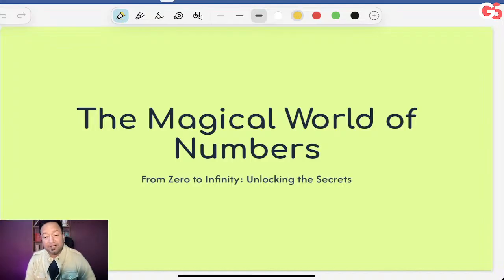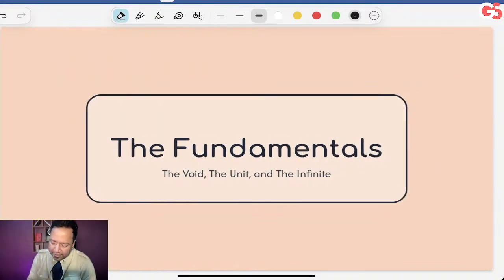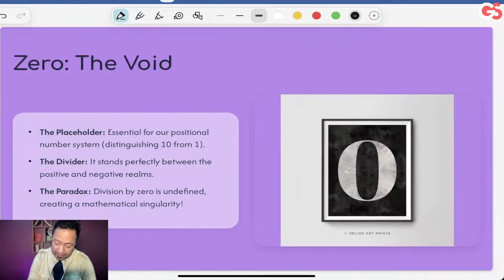There's a reason why CAT Foundations is running like that. The first session was the history of numbers. We learned about so many pretty and beautiful things about mathematics. Today's topic is the magical world of numbers. There is a world that is magical, and it's not just for the sake of clickbait. It's actually magical, and you'll learn it now. So, from zero to infinity, unlocking the secrets. First things first, the fundamentals: the void, the unit, and the infinite. That is zero. We discussed zero in the first session also.